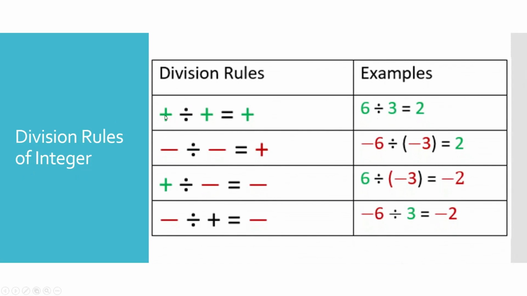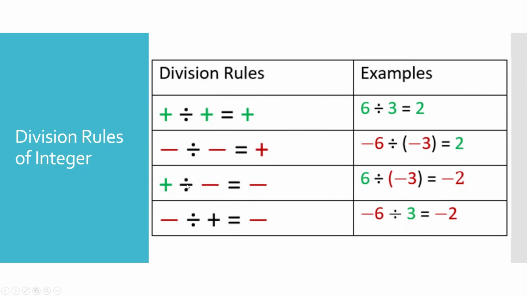First, if you divide a positive number by a positive number, the result will be positive. Like here you see, 6 is positive, 3 is positive, and if you divide, 2 is positive. If you divide a negative number by a negative number, the result will be positive. Like here you see, -6 divided by -3, the result will be positive 2.